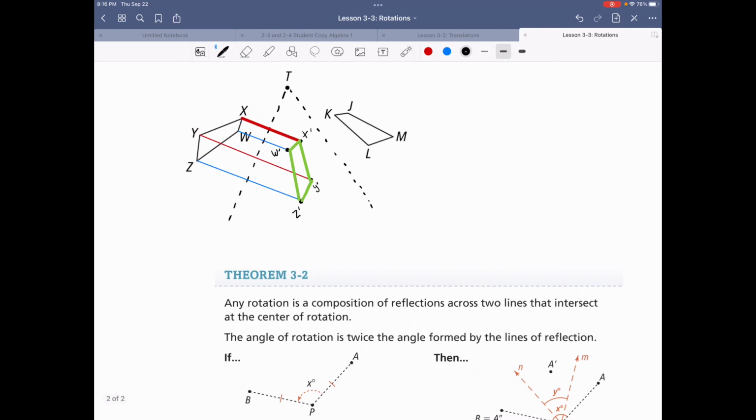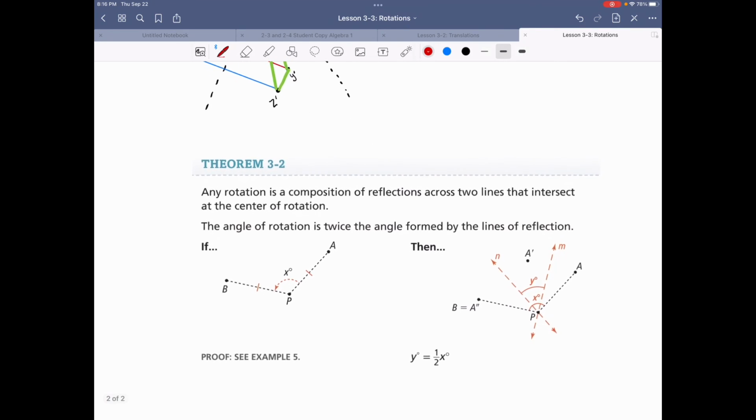So if we come back up here, and we look at this angle T, the actual rotation was double that. And that is what this theorem says down here. The angle of rotation is twice the angle formed by the lines of reflection. So if we have this APB, so if we reflected line AP, so we're reflecting this line, and rotating over this angle, then it becomes BP. Well, to do the same thing using reflections, you would have to double this angle.